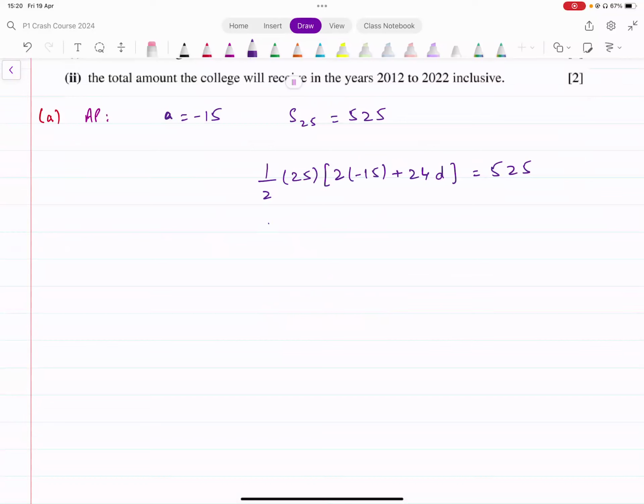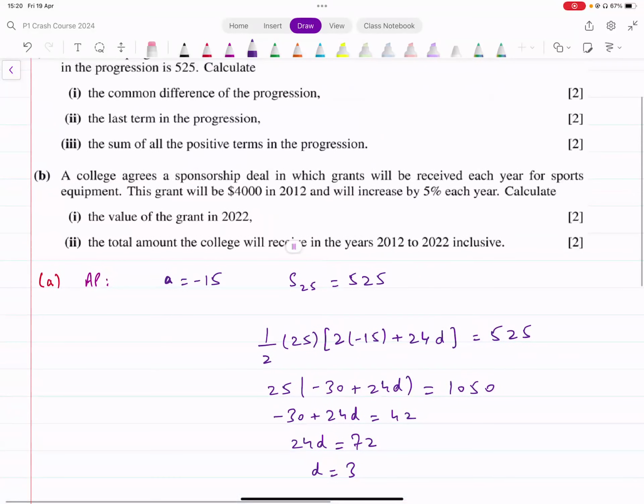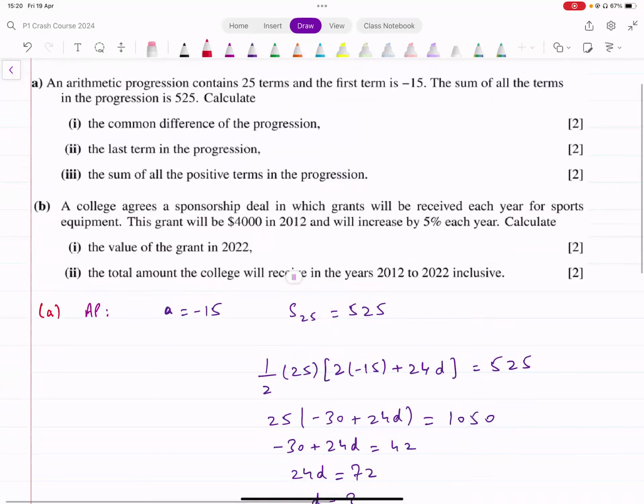Multiply 2 on the other side, leave 25 here. You have minus 30 plus 24D, 525 into 2, that's going to be 1050. Divide 25 on the other side: minus 30 plus 24D equals 42. And then 24D equals 72. The value of D turns out to be 3. That's what you have to do in the first part. Difference is equal to 3. Then it says find the last term in the progression.